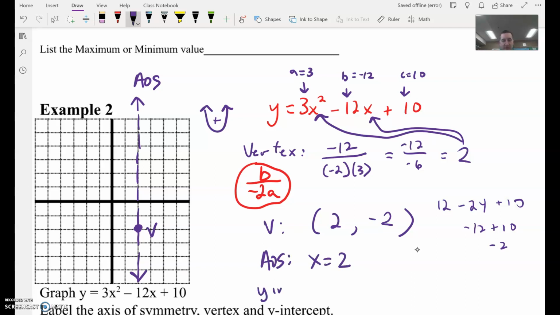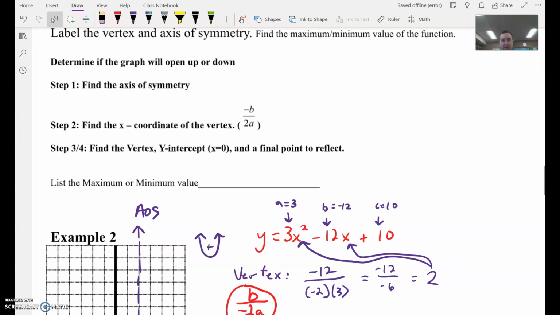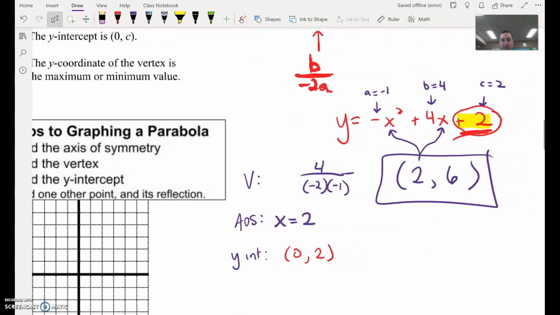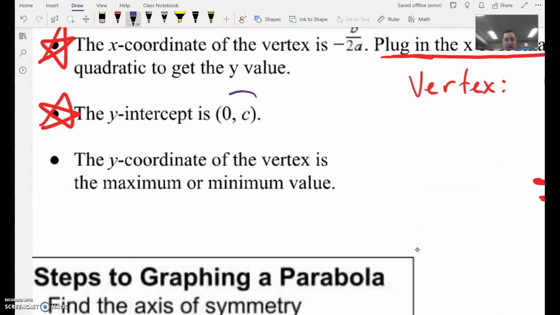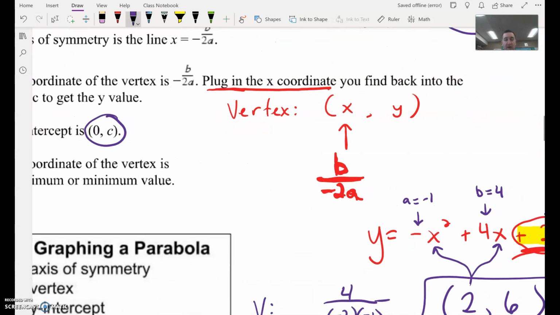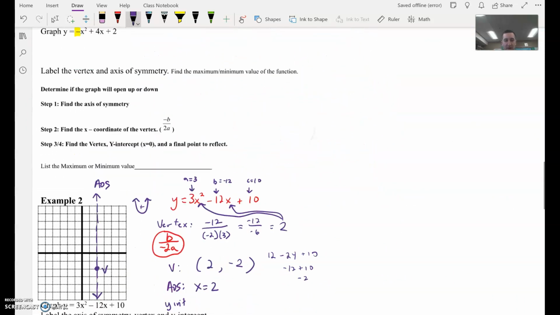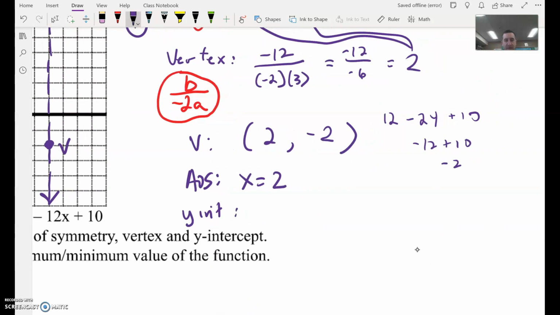So now all we need left is the y-intercept. Smith, I forgot how to find y-intercept. Well, let's go back up to our notes that you've been hopefully taking. And remember what we said about y-intercept? The y-intercept is just 0 comma c. It's the c value. So what is our y-intercept down here? 0 comma 10. It crosses the y-axis. This is our y-intercept at 0, 10.